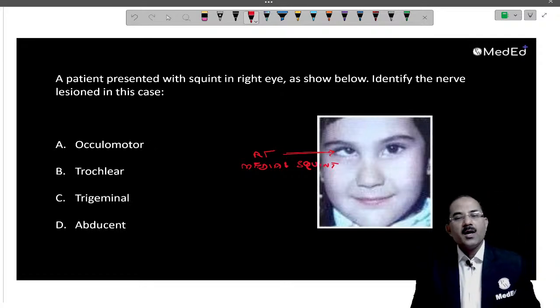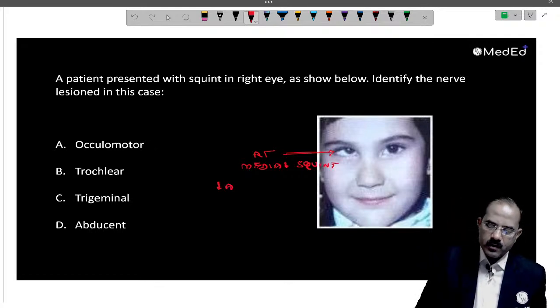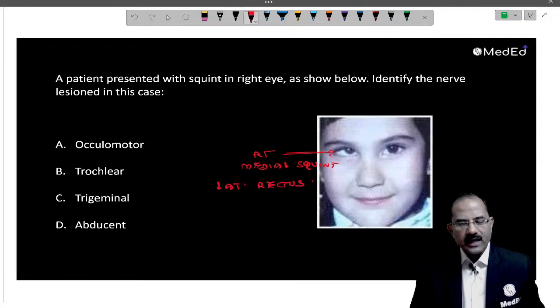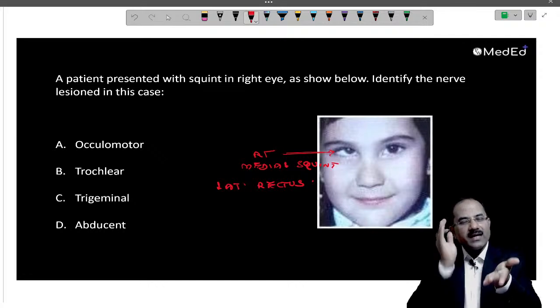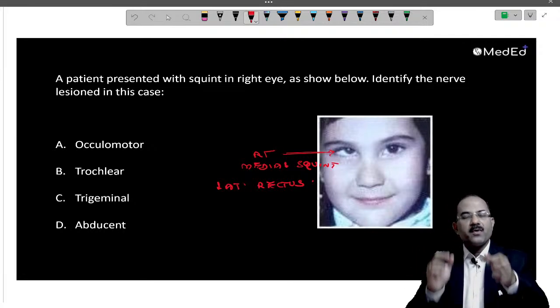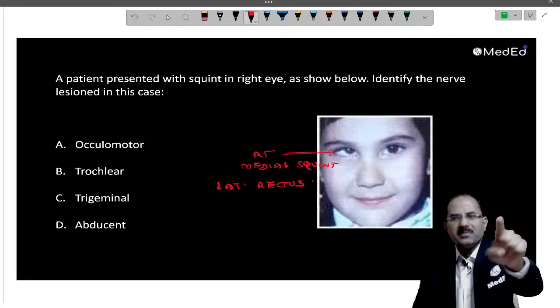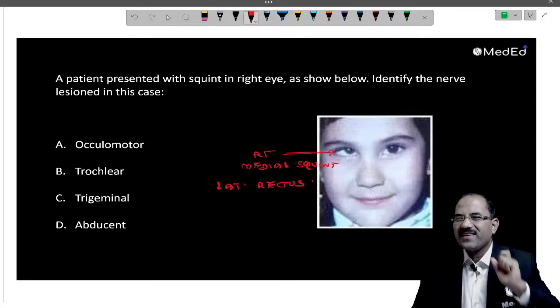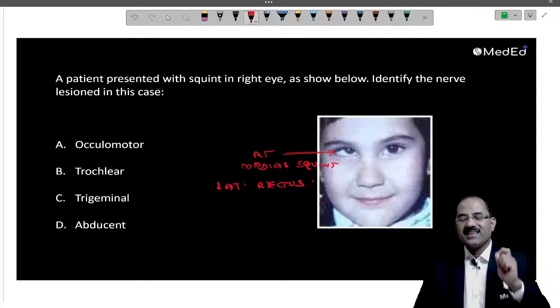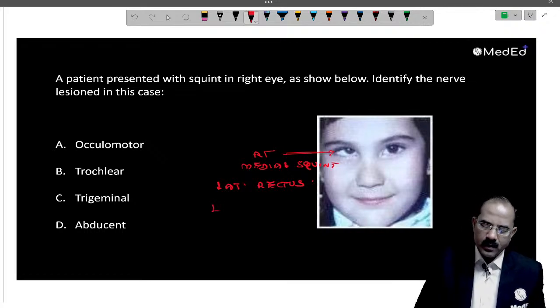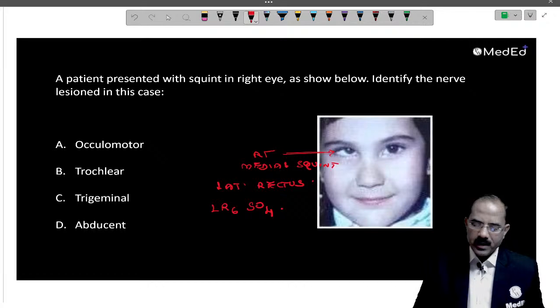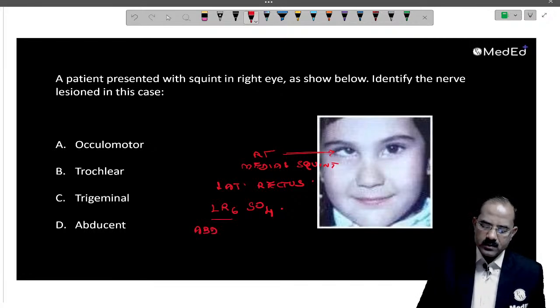Right medial squint. Paralysis of which muscle? Paralysis of lateral rectus. Are you able to follow, children? Lateral rectus is going to pull the eyeball laterally. So lateral rectus is paralyzed. The medial rectus becomes powerful, pulls the eyeball medially. That's a medial squint. So who's going to supply the lateral rectus? Yes, answer this. The lateral rectus, you remember this mnemonic? LR6SO4. So the lateral rectus is supplied by the 6th nerve. That's the abducens. And the superior oblique is supplied by trochlear.